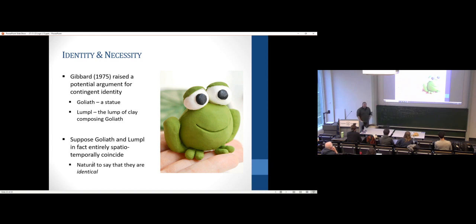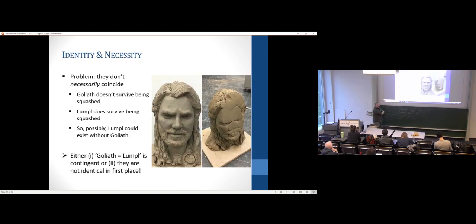Well, in those cases, it's very natural to say they're identical. If they exist all and only at the same times. Whenever you point at both. There's no point in time where they come apart. It's very sensible to say Lumpel and Goliath are the same thing. So far, so good? You can see where the contingency is going to come in. So in fact, they're identical because their whole existence is perfectly temporally and spatially coinciding. The problem is they don't necessarily coincide.